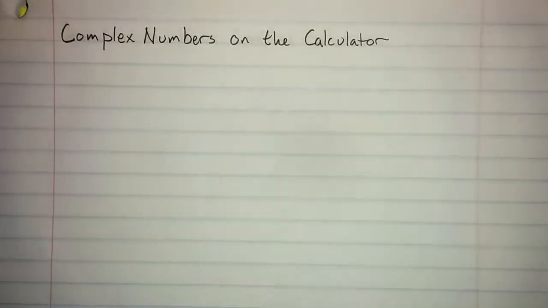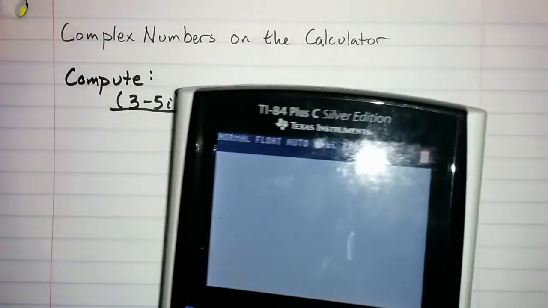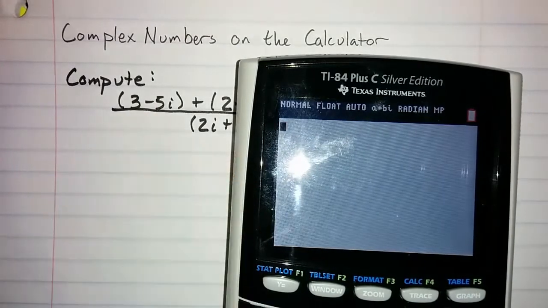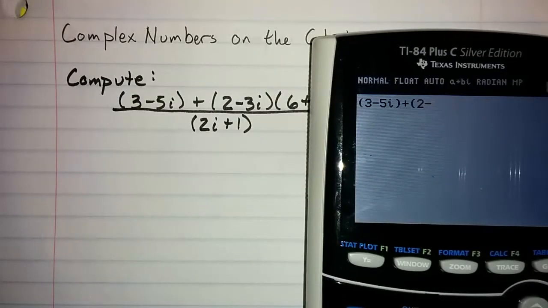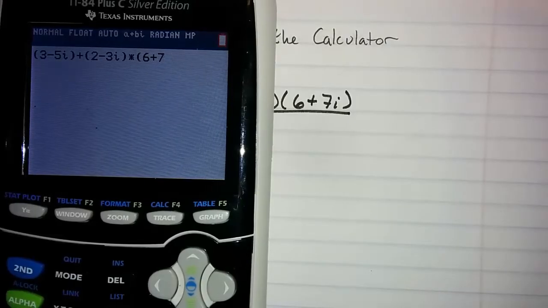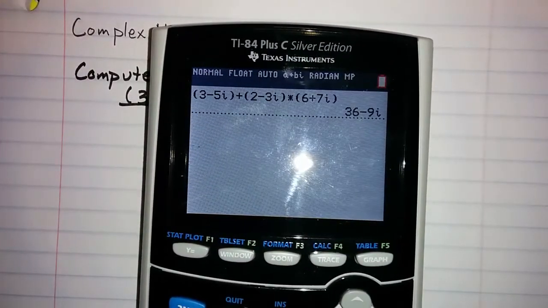I can use this to, for example, compute the result of this kind of complicated arithmetic. How? Well, I am going to remember to put the parentheses around each complex number. I've got (3 minus 5i) plus (2 minus 3i) times (6 plus 7i). And now I'm going to work out all the arithmetic in the numerator. That numerator works out to 36 minus 9i.